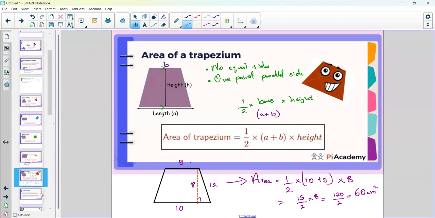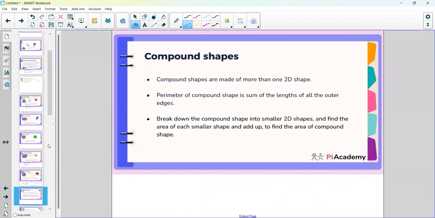Okay. Now, there is one more thing we have, which is compound shapes. Is anyone already aware of what compound shapes are? How many of you are familiar with compound shapes? Just give me a thumbs up or raise your hands. Okay, can anyone please help explain what compound shapes are? Yes, Rishma, would you please guide the class about compound shapes?